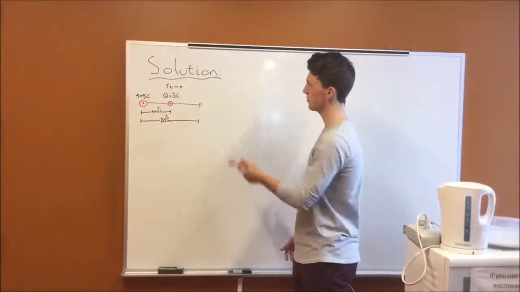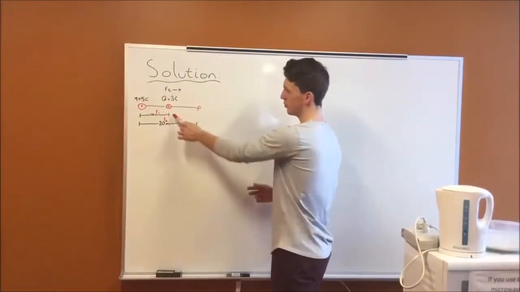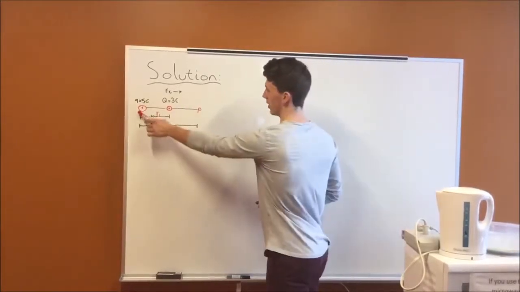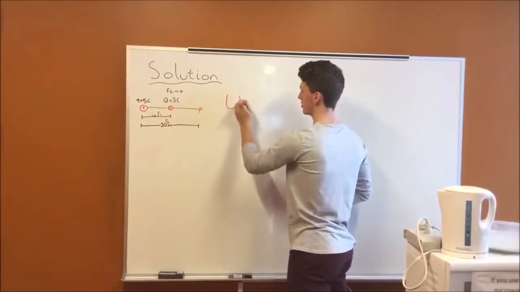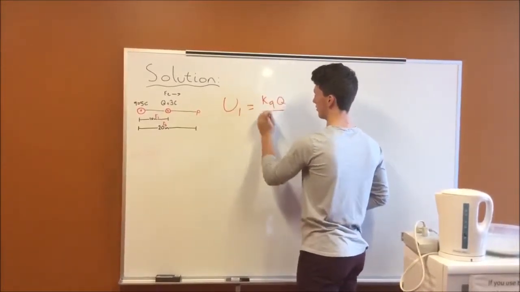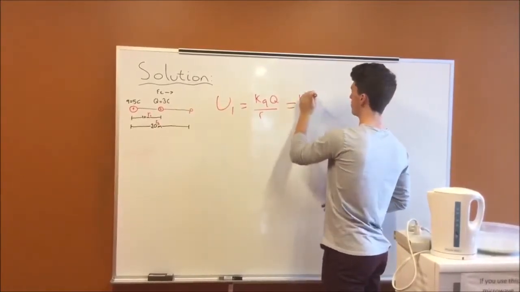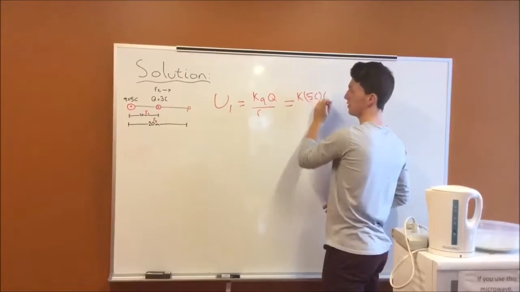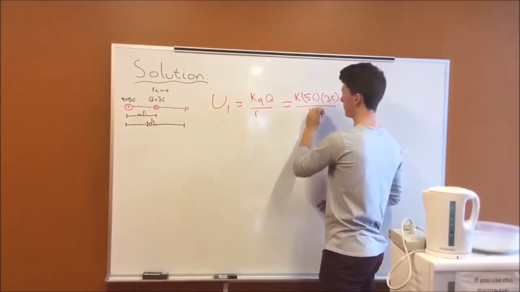Okay, so to solve this problem, it helps to set up the potential energy at both points. So the initial point is 10 meters away from small q. So the potential energy equation is as follows. So U1 would equal K Q over R, or it would equal K times 5 coulombs times 3 coulombs over 10 meters.